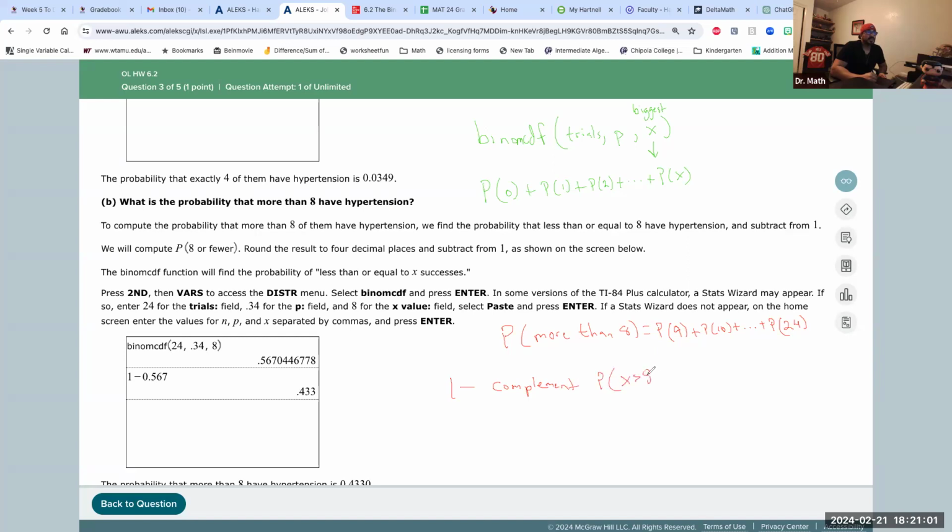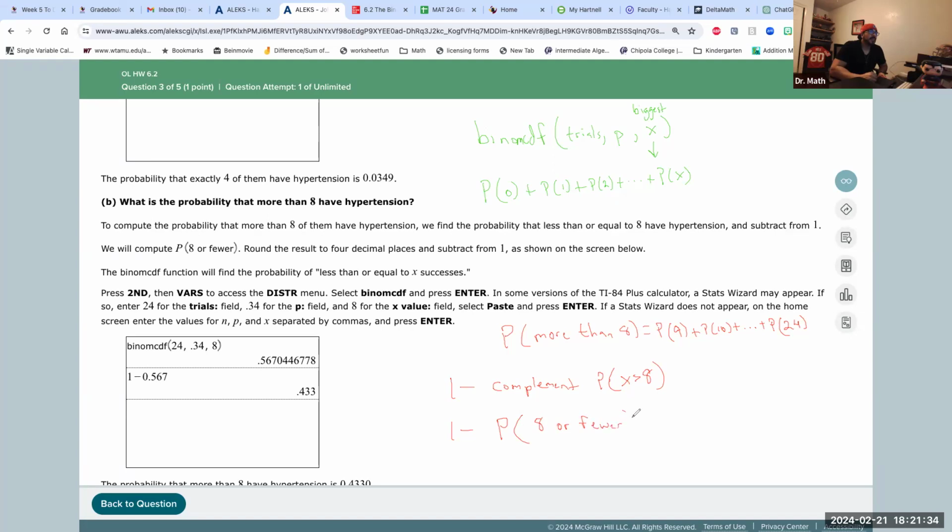I'm just going to write using math notation here. So the probability of x greater than 8, right? That means the same thing as this. So what's the complement of more than 8? Well, the complement, the opposite of this, would be 1 minus the probability. Notice this starts at 9, 10, all the way up to 24. So the opposite of this would be 8 or fewer.